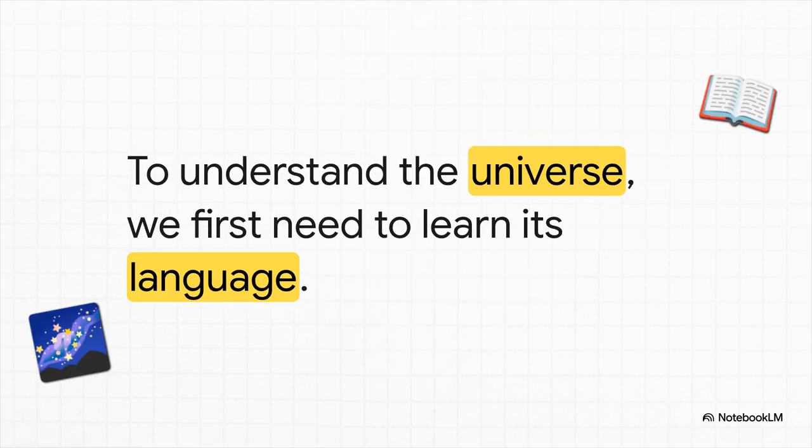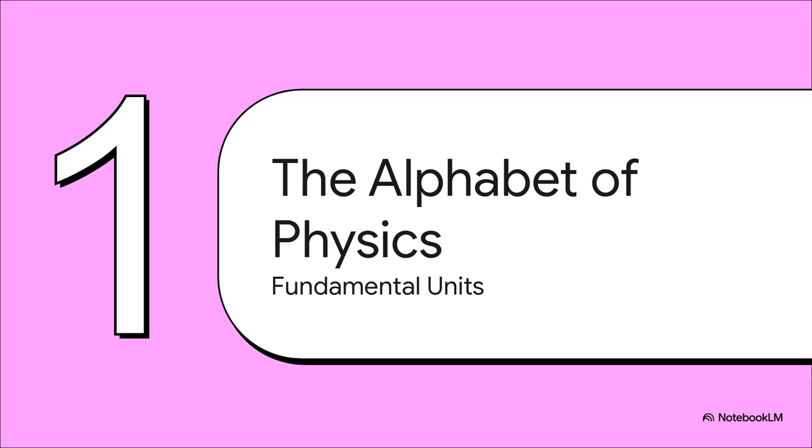You see, the universe has a language, and it's called physics. And if we want to understand its rules, everything from why an apple falls to how a galaxy spins, we first have to learn the basics. We have to learn its language. So, where do you start with any new language? Well, you start with the alphabet, of course. These are the absolute most basic building blocks that everything, and I mean everything, is built on.